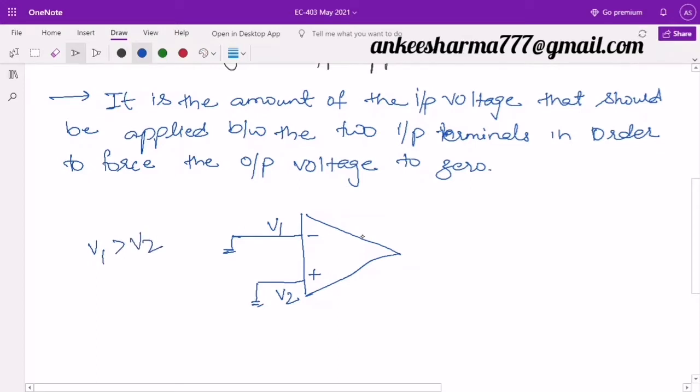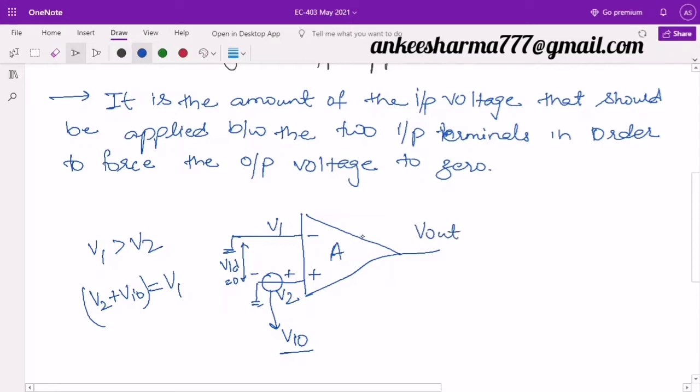So what I will do is apply a voltage over here. For example, let us suppose this is that voltage, positive and negative. I will apply the voltage equal to VIO, that is the input offset voltage, on the side where V1 is higher. So now if I see these two voltages, V2 is now replaced with V2 plus VIO, and definitely it will come out to be equal to V1. And when it becomes equal to V1, your difference voltage VID will be reduced to 0, and when it is multiplied with A, the output will remain 0.